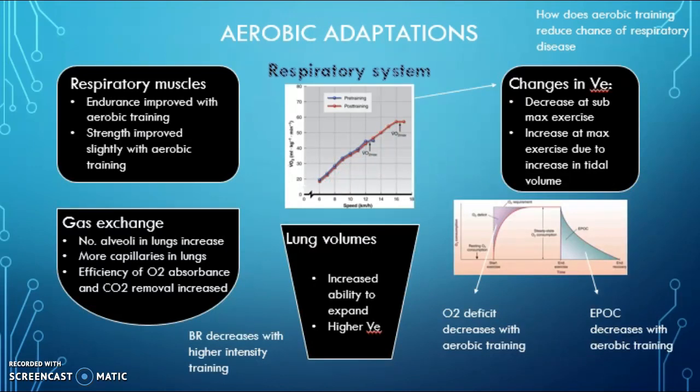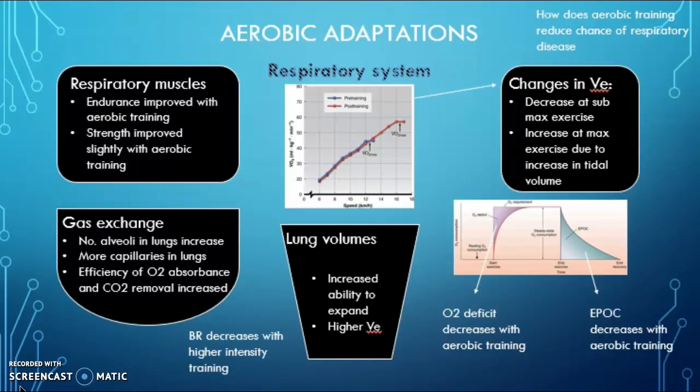There are also many changes in the respiratory system, as ventilation will decrease at submax exercise, but increase at maximal exercise due to increase in the tidal volume, meaning that there is a larger VO2 max. Also, due to the increase in tidal volume, breathing rate decreases with aerobic training. Endurance of respiratory muscles are improved and strength is improved slightly. Therefore, the muscles will not fatigue as easily.